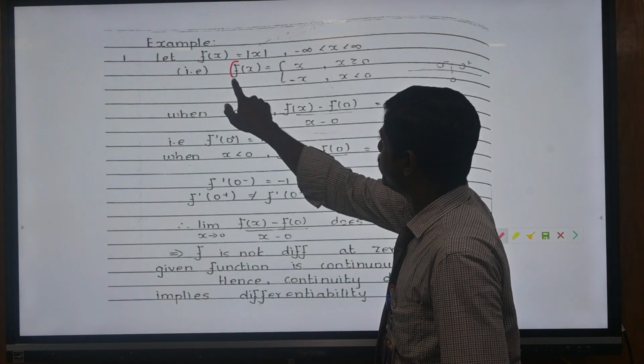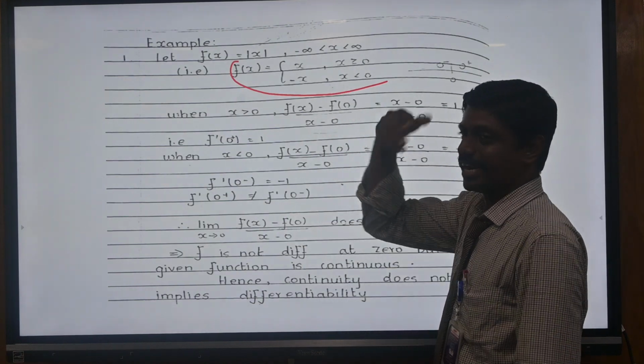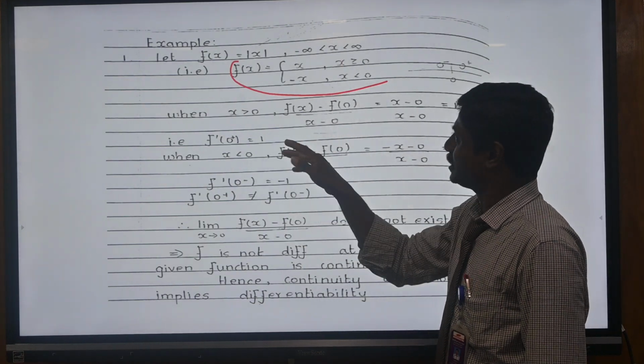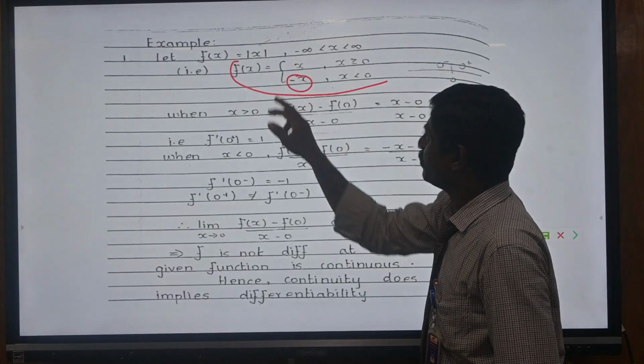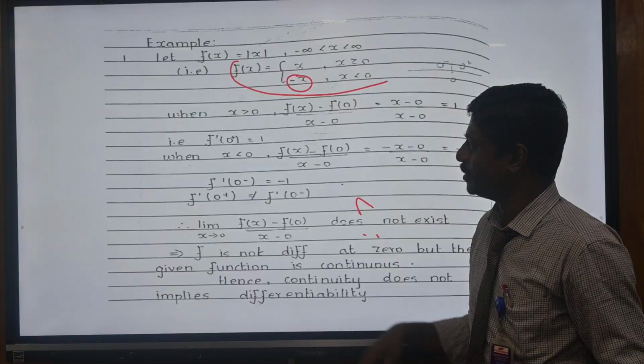Okay, this is the definition of mod x. f of x equals x whenever x is greater than 0. When x is less than 0, the function is minus x. This is a well known result you learned at school level.